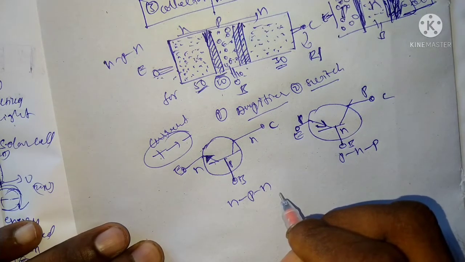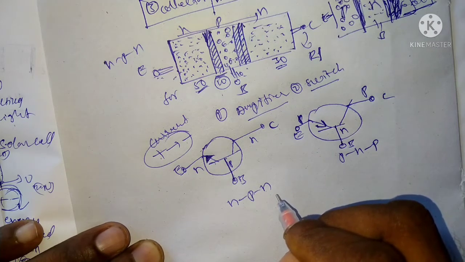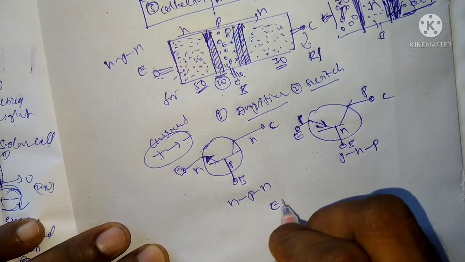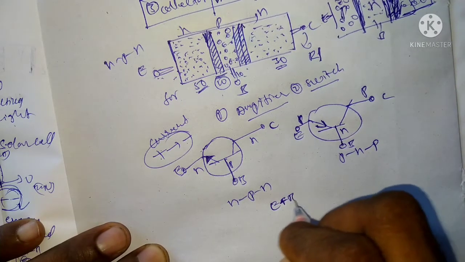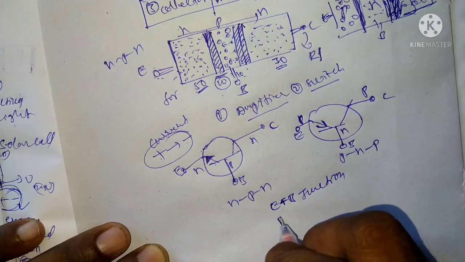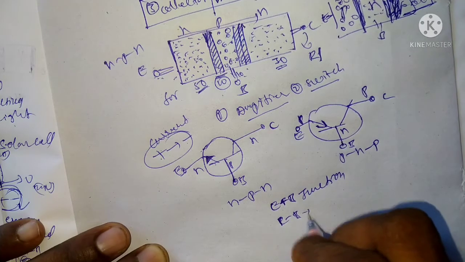Now, the transistor works as an amplifier. There is the emitter base junction and the collector base junction.